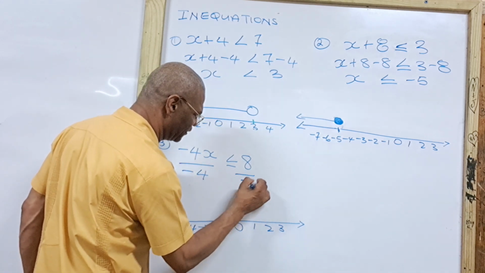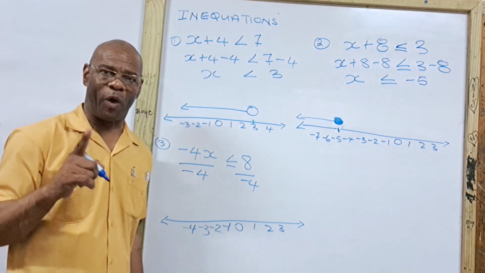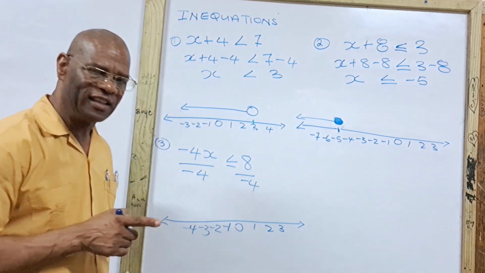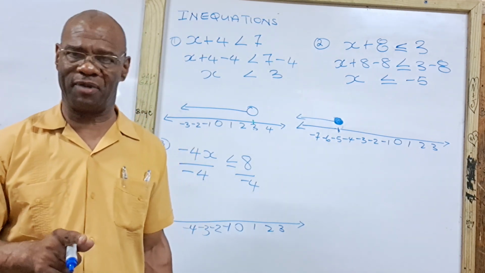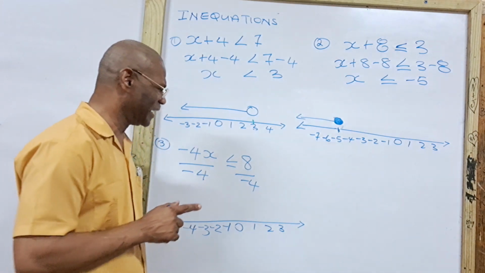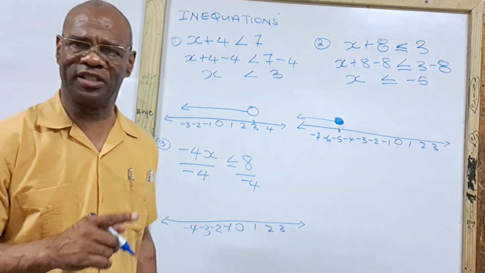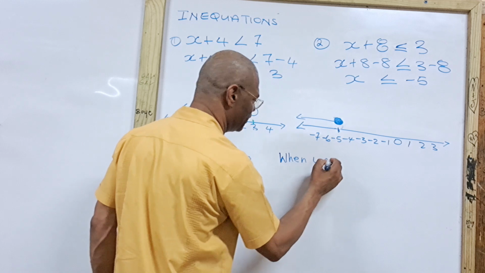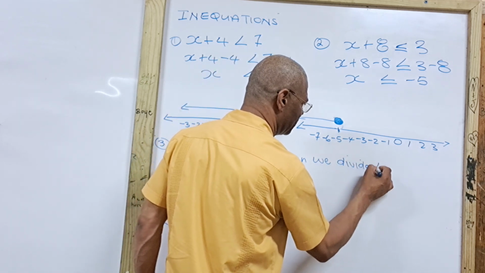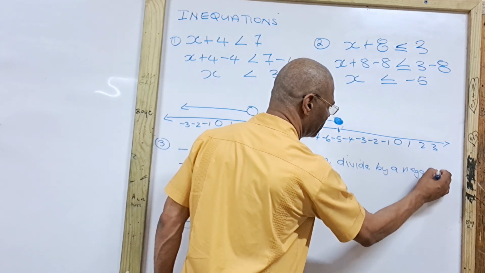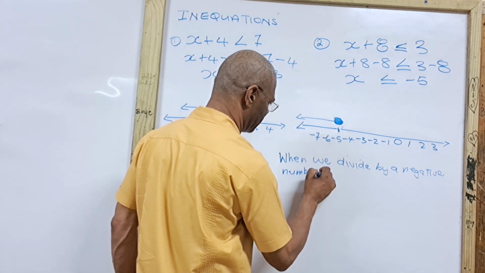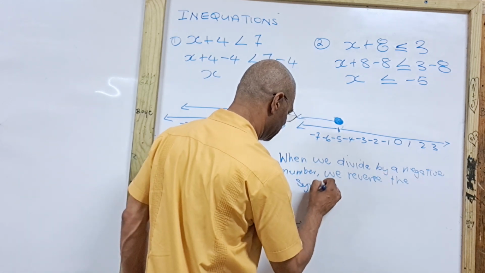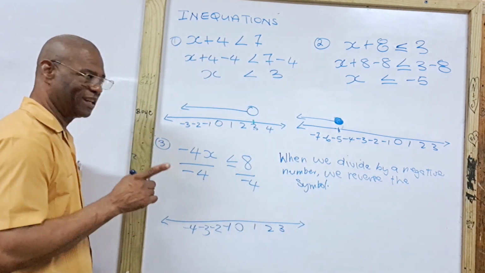Alright? Negative 4. Okay. Now, listen, one of the rules that we must observe when we are working with inequations is that when we divide by a negative number, we are going to reverse the symbol. Let me say that again. So when we divide by a negative number, when we're working with inequations, we reverse the symbol. Alright? So let me write that down. So when we divide by a negative number, we reverse the symbol. Right? So remember, when we divide by a negative number, we reverse the symbol.